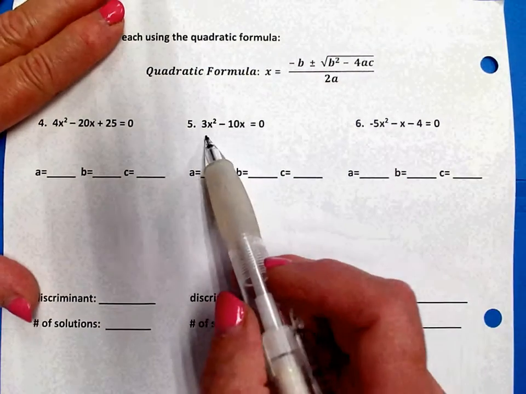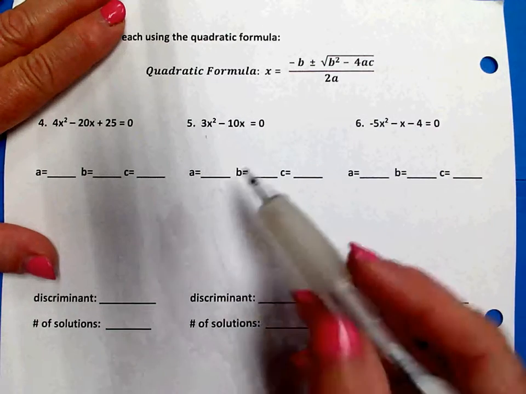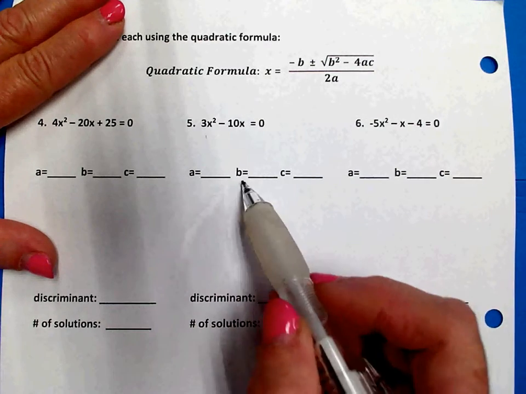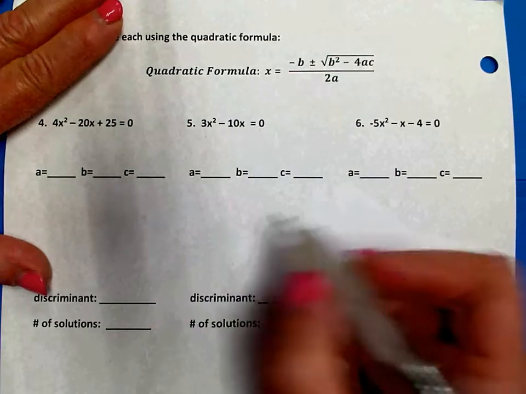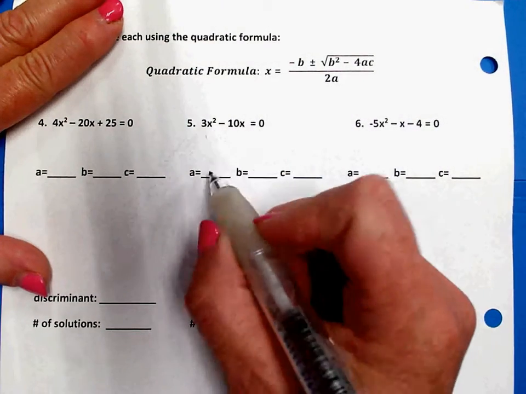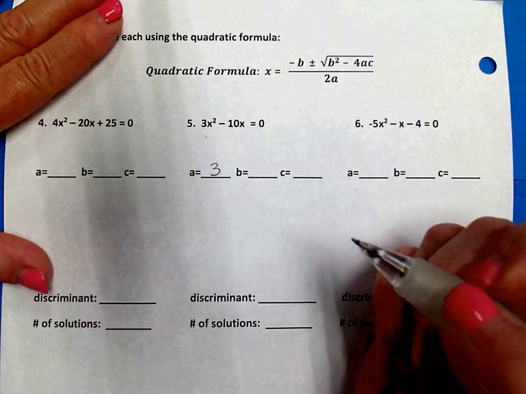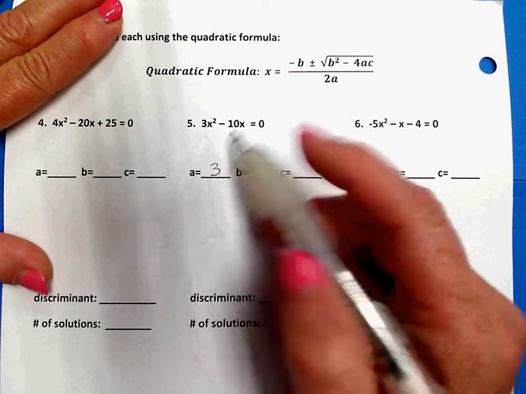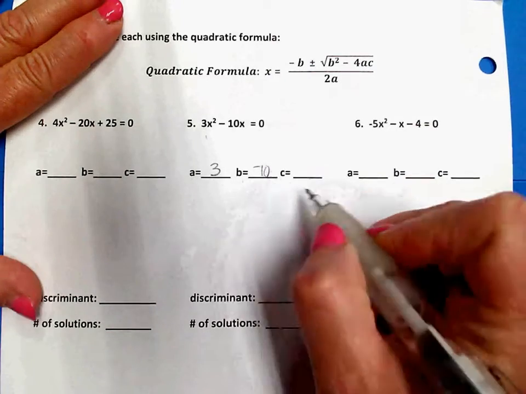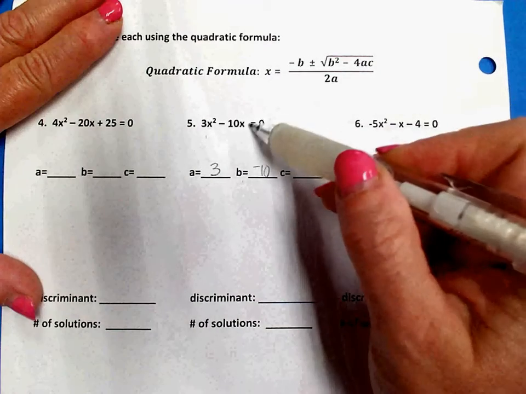We're going to use the quadratic formula on number 5. And again, before you can identify A, B, and C, make sure that you've got it equal to 0, so that part's good. A is the number in front of the x squared, so my value for A is 3. B is the number in front of the x, so my value for B is negative 10. C is the constant that's usually right here after the x.